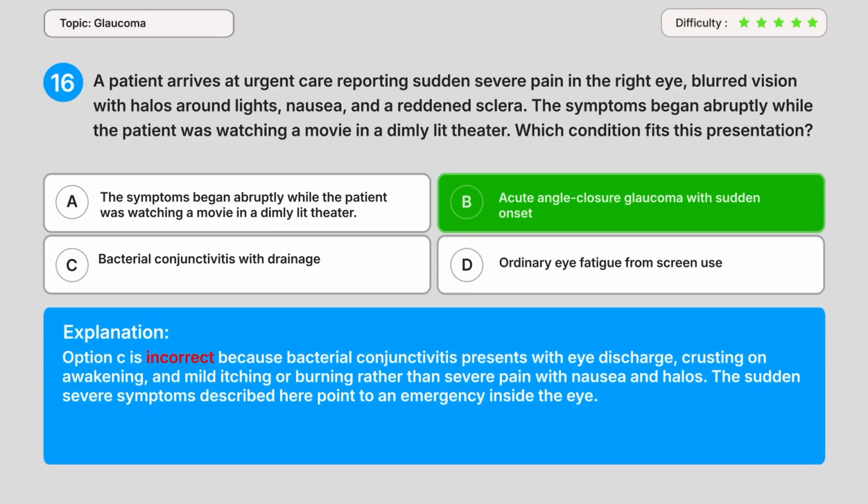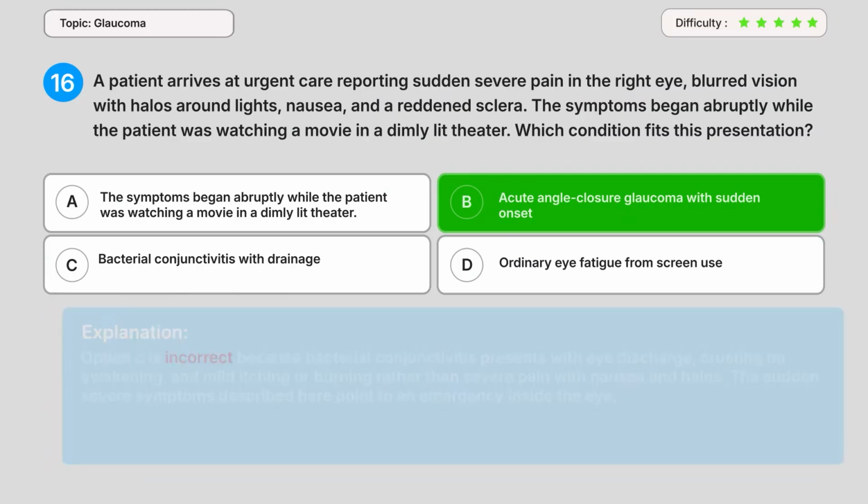Option C is incorrect because bacterial conjunctivitis presents with eye discharge, crusting on awakening, and mild itching or burning rather than severe pain with nausea and halos. The sudden severe symptoms described here point to an emergency inside the eye.